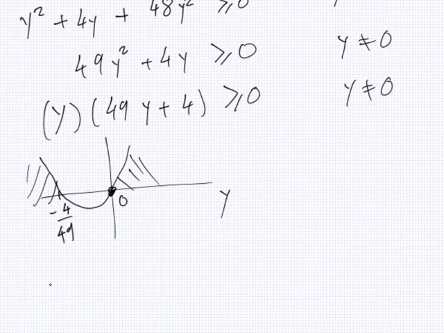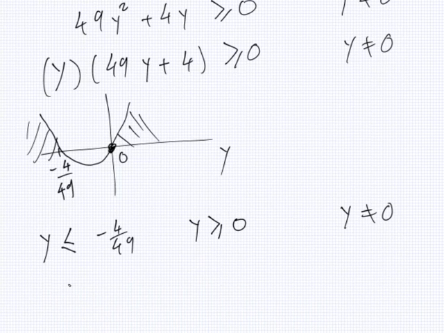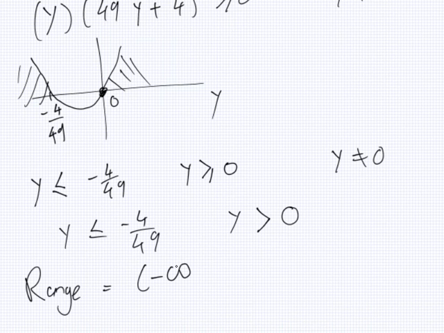So I want y to be less than or equal to minus 4 over 49 and y to be bigger than or equal to 0. But y is not to equal 0. So you have y must be less than or equal to minus 4 over 49 and we have to say y must be bigger than 0. So then the range is equal to minus infinity to minus 4 over 49.